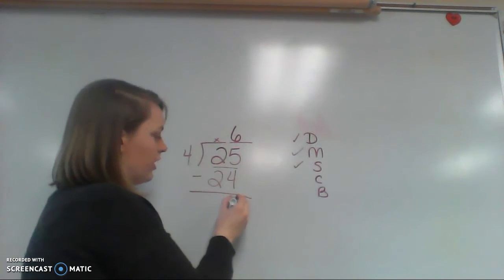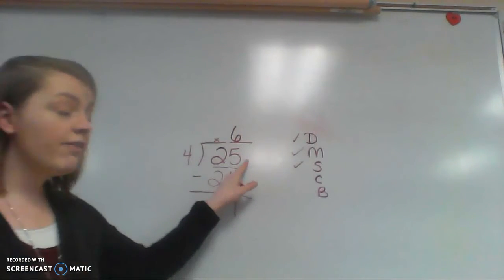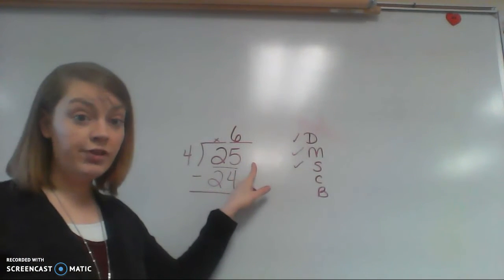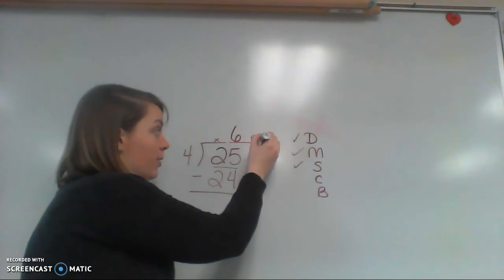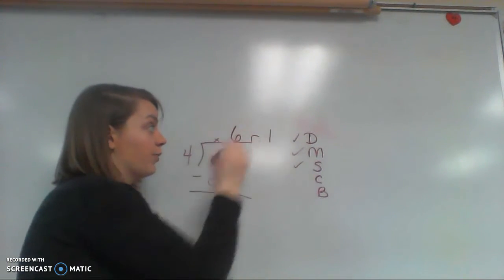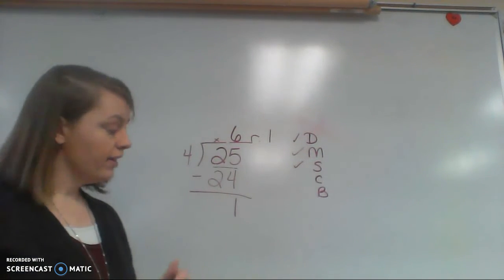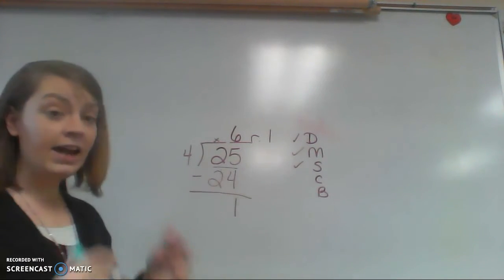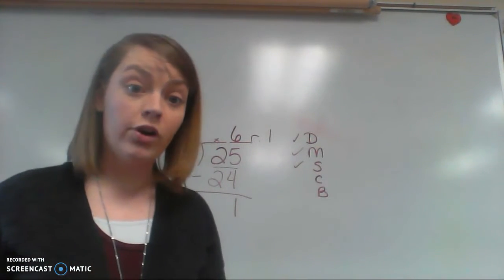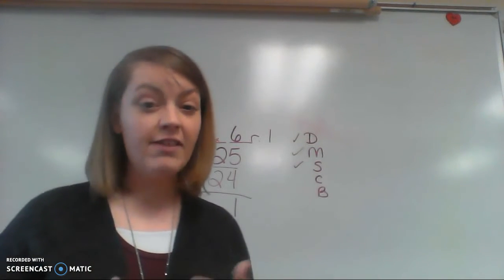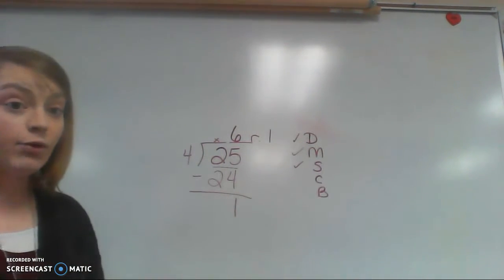25 minus 24 is 1. Now I don't have anything left over here to divide. So this 1 is just a leftover. So I'm going to bring it up here with an R and say remainder 1. This means that I had enough to give each person 6 Skittles, but I had 1 left over. I couldn't divide 25 evenly by 4, so I have a remainder.